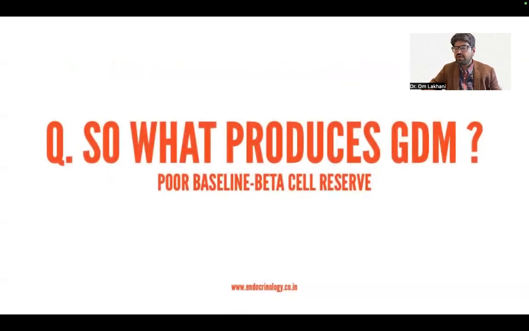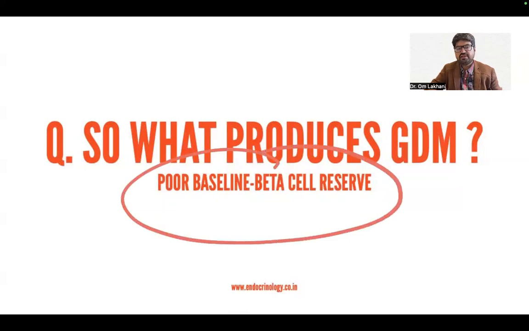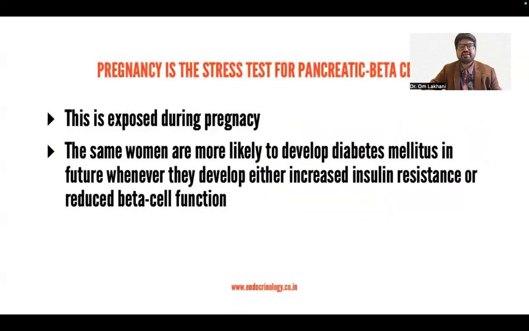So overall, what is the rate limiting step for development of gestational diabetes? Overall, it is the poor baseline beta cell reserve. That is what leads to gestational diabetes. So women with poor baseline beta cell reserve before pregnancy are likely to develop gestational diabetes compared to those women who have good beta cell reserve and can compensate for the increased insulin resistance. So pregnancy is like a stress test for pancreatic beta cells, and this is something which is very important, right? So what it tells us is that this beta cell function is exposed during pregnancy.